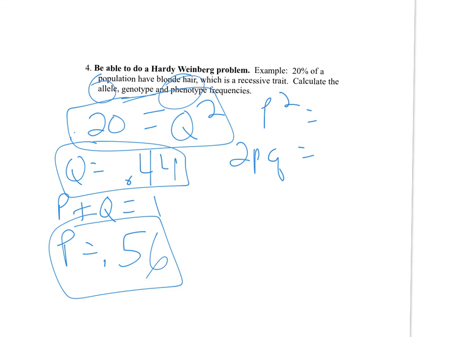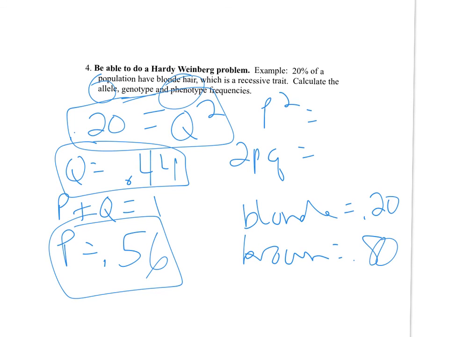And so then you need phenotype frequencies. So there are 2 frequencies, blonde hair and I'm assuming it's going to be brown hair. And they told you 20%, so the frequency of blonde hair is 0.20. And so obviously the frequency for brown hair would be 0.80 because it has to equal 1. And so you're going to have to do all 3 of those for your problem on your final.